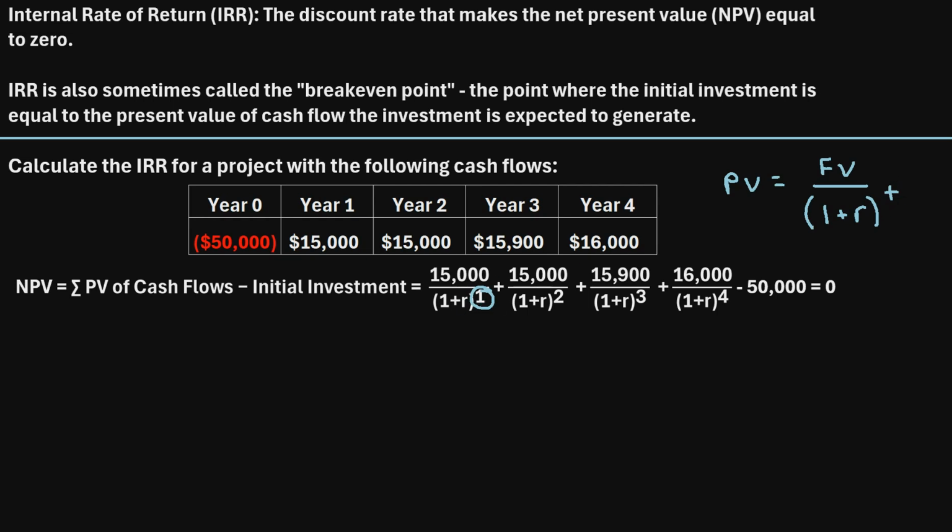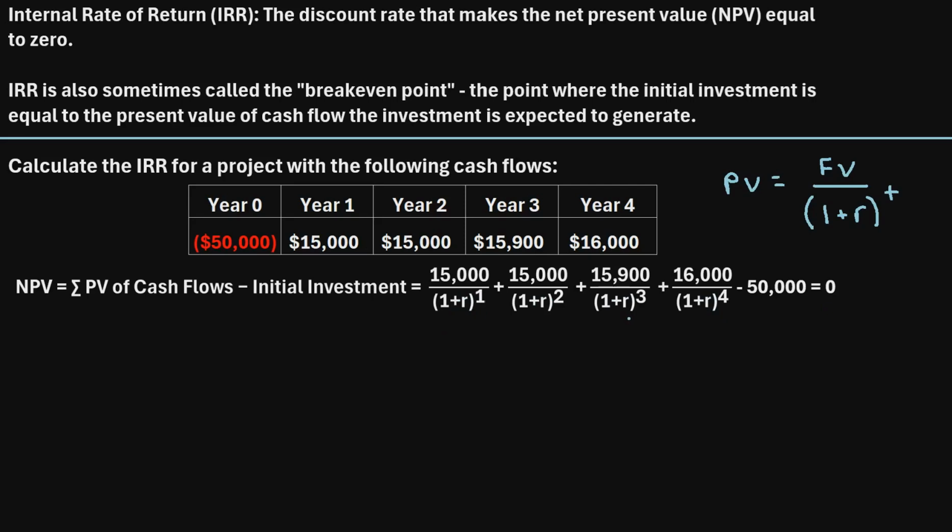So we're in year one. And then we repeat that process for each year. So year two, we said we're also going to make $15,000. But what is the present value of that $15,000 2 years from now? Well, we just do 15,000 divided by 1 plus r to the power of 2 this time. And then we repeat the process for year three and year four. And then we subtract the initial investment of $50,000. And we're setting that equal to zero. So we're saying, what is the value of r that we can plug in for all of these r's that would actually make this net present value equal to zero?